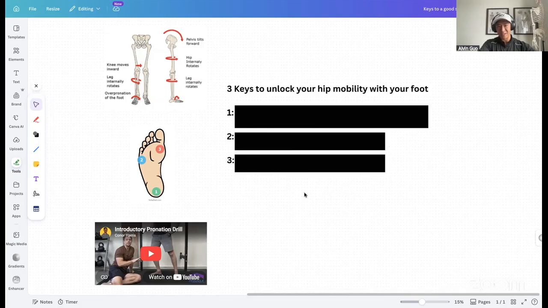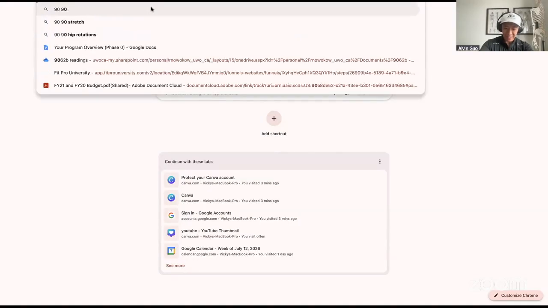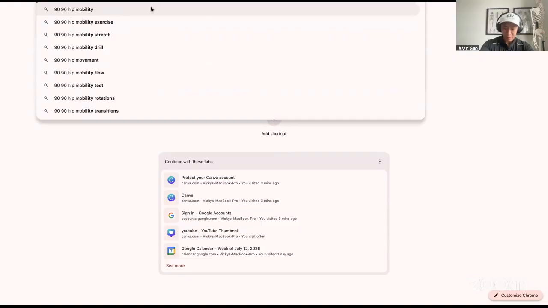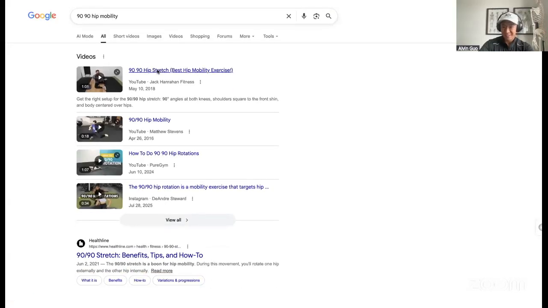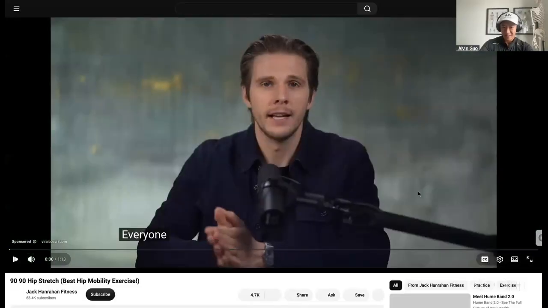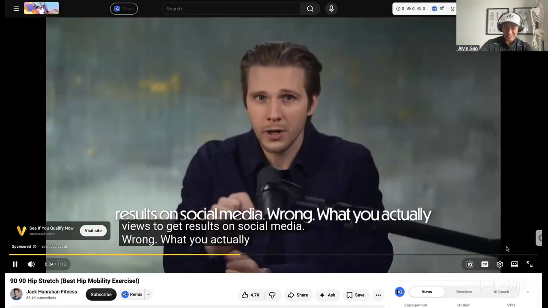Let me just find one, probably the exercise that I hate the most. That will be 90-90 hip mobility. Sorry about this, guys.